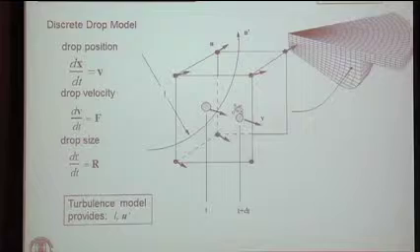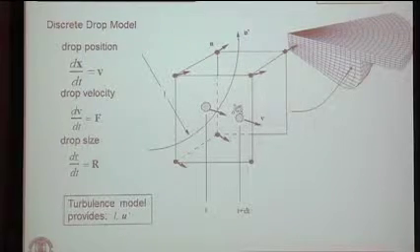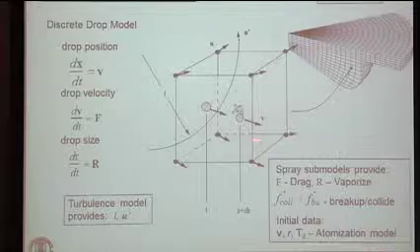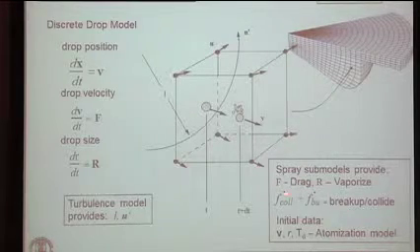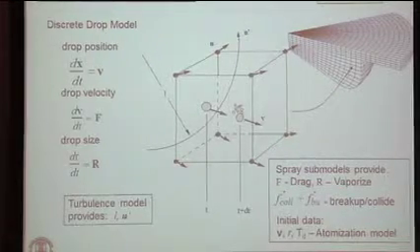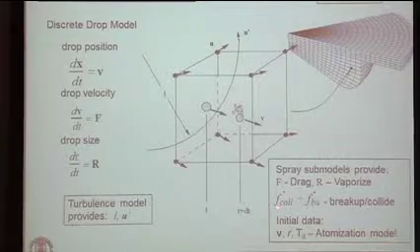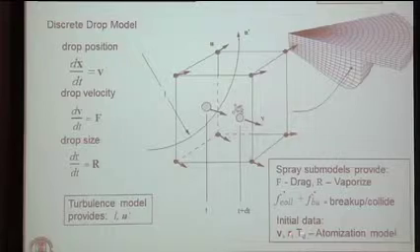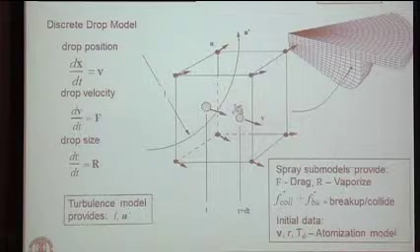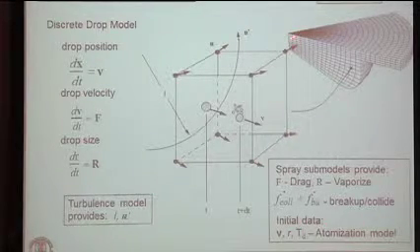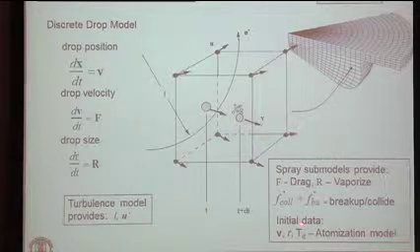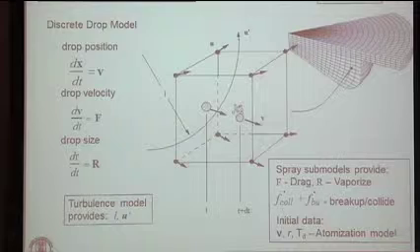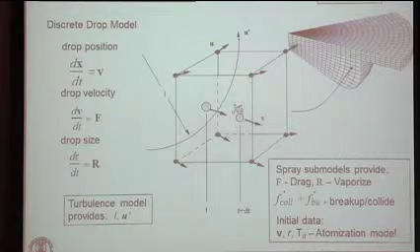So the turbulence provides L, the length scale, and the turbulent fluctuation velocities. The spray submodels provide F, the drag force terms, the vaporization terms, the collision and coalescence, and the breakup models. And then, of course, we need to start everything off. We need initial data. So at the injector back here, we need to provide the velocity of the drops, their sizes, and their temperatures, and so on. So that would come from the atomization model.